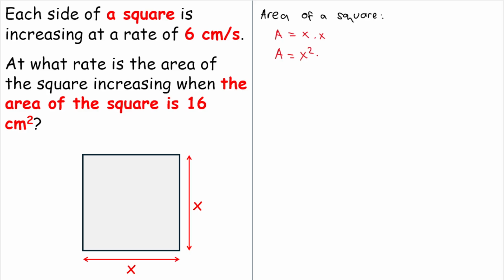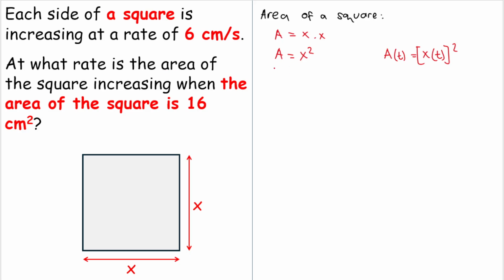Okay, but here is the catch. Because the rate here is increasing, the square is increasing, so this A depends on time, and this x also depends on time. Or we can rewrite this as A(t) equals x(t) squared. Always imagine this function, but for short, I can use A equals x squared. Imagine that both of them are a function of time.